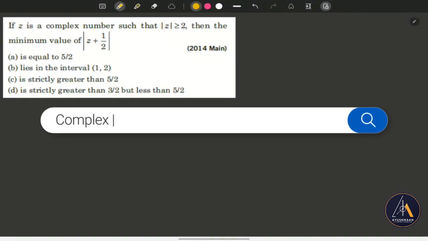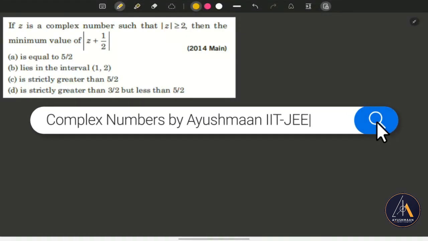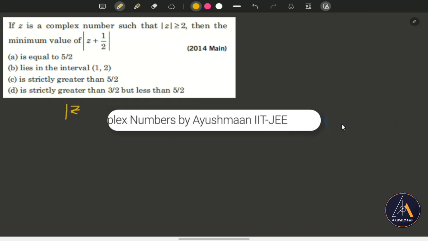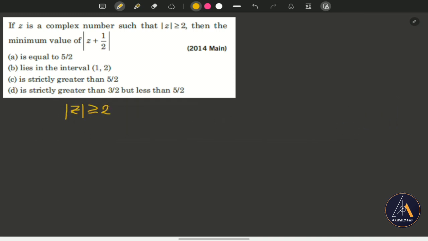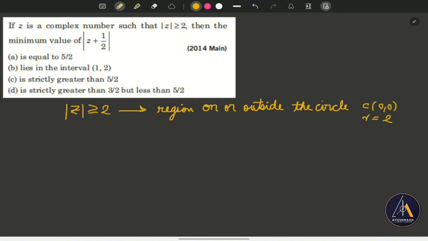If z is a complex number such that modulus of z is greater than or equal to 2, this explains there is a region on or outside this circle. What is the circle? The circle with center at (0, 0) and radius 2 units. So this explains that region.